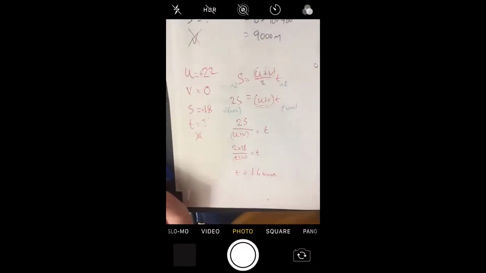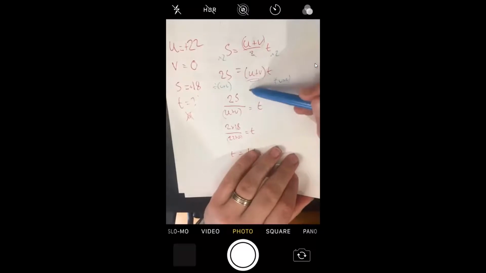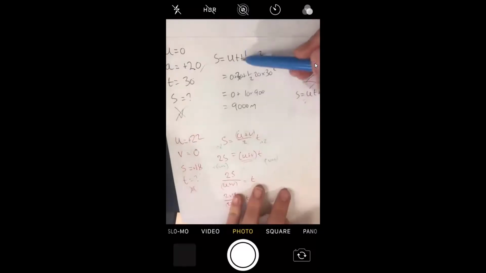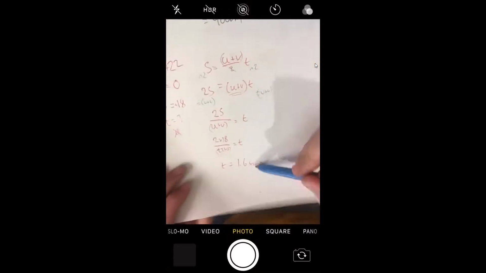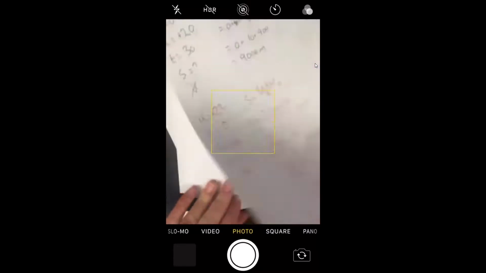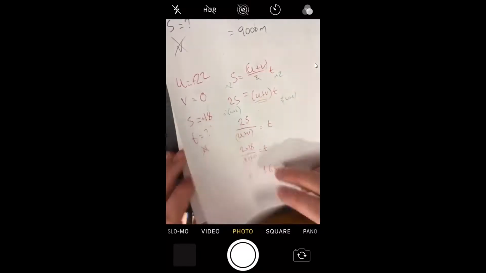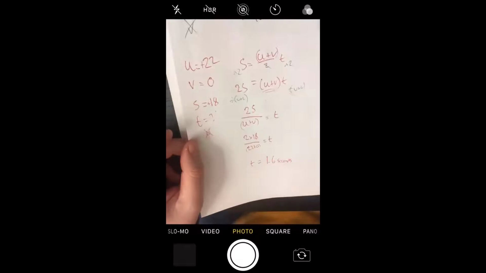So let's go through the process again. Step 1, extract the information. Step 2, choose an equation. Step 3, rearrange that equation. We didn't need to do this with the top one, but we do with this one. Step 4, solve. So those should be the same sort of ideas that we always do. Okay. So now let's go back to here.